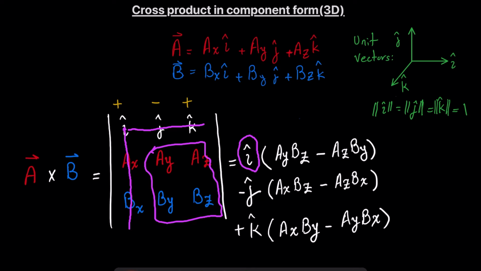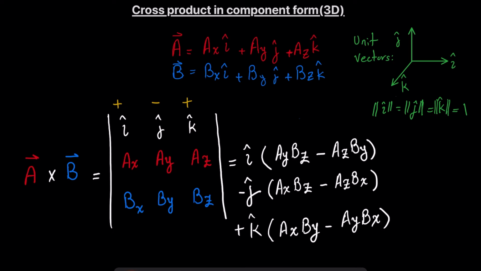And then I have to do the determinant of this 2x2 matrix in the parentheses, which is the product of the main diagonal, AY, BZ, minus the product of the minor diagonal, AZ, BY. So that is going to take care of the first term.